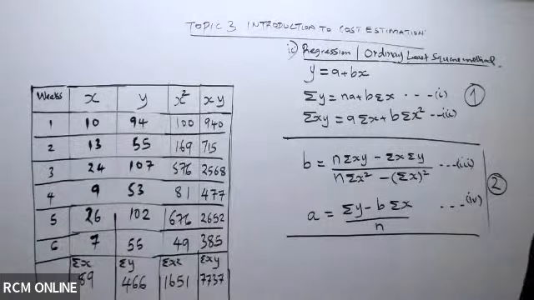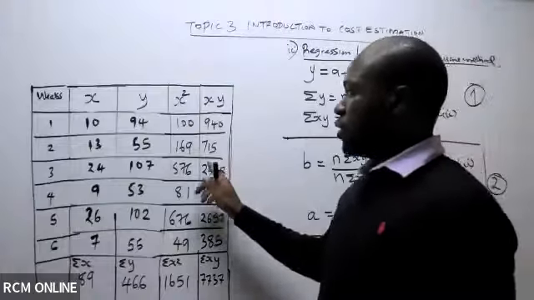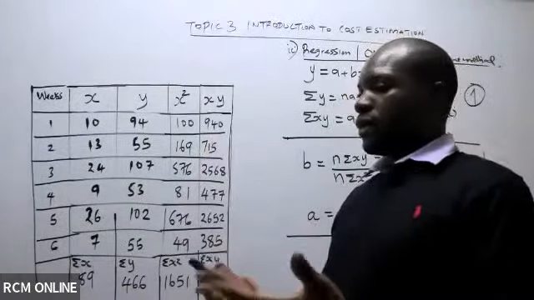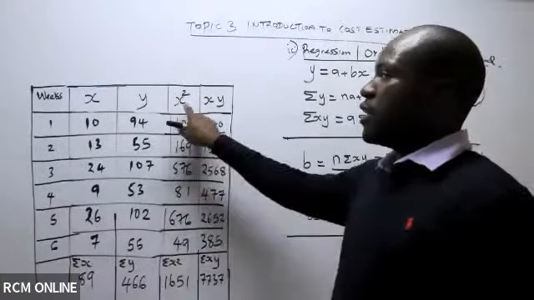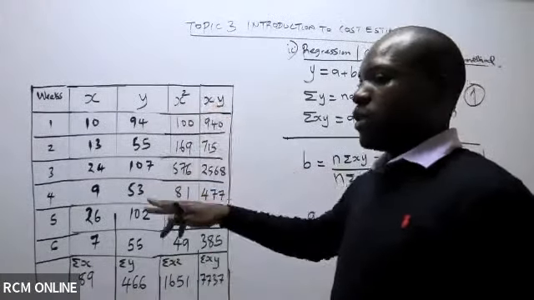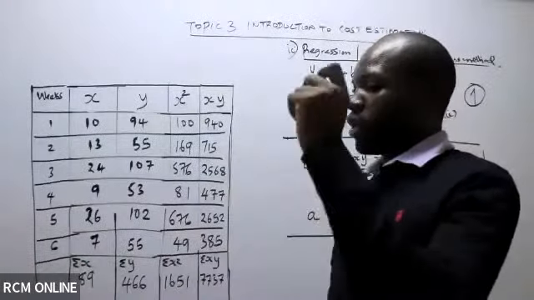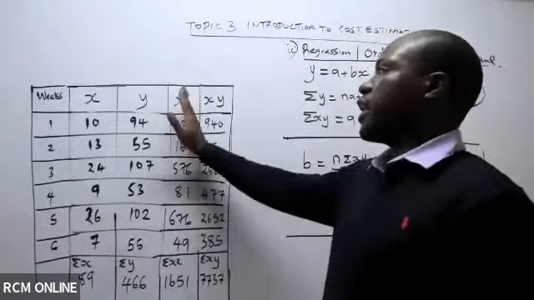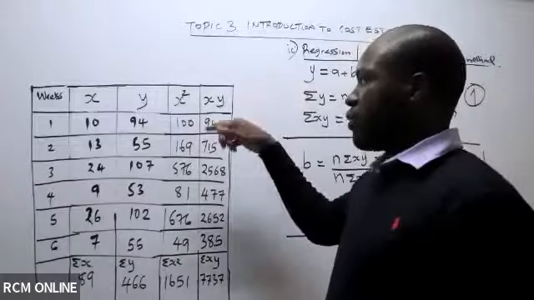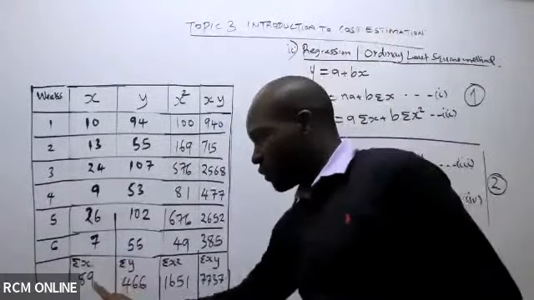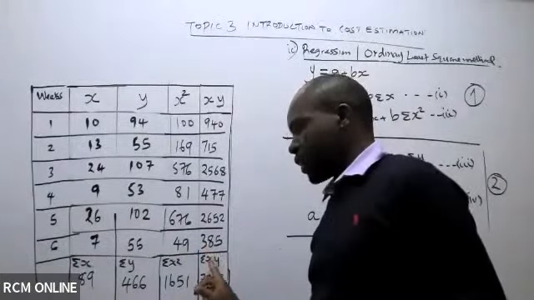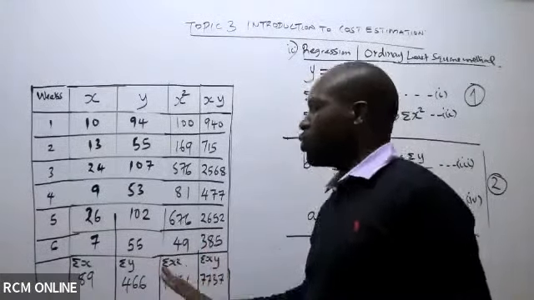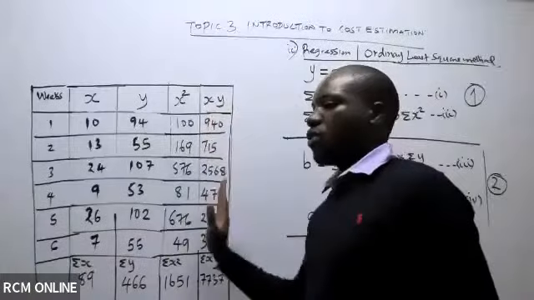So that's what you're going to do. If you don't know how to use your calculator to get these summations directly, you'll be forced to bring in the extra 2 columns. But if you know how to make good use of your calculator, you don't need these extra 2 columns because what you are required to do is to give us summation of x, summation of y, summation of x squared, summation of xy, which you can do without the extra columns.